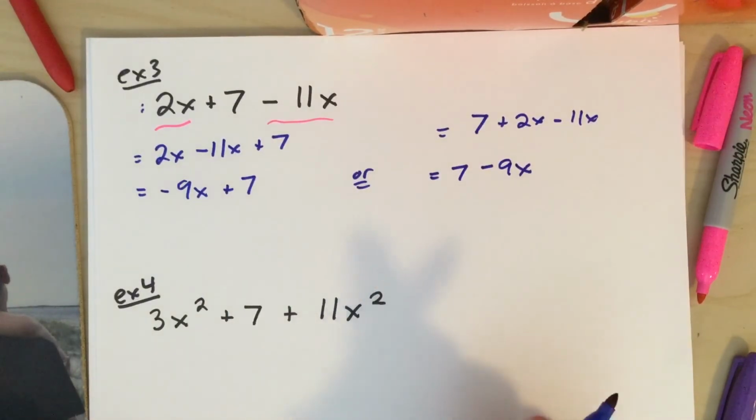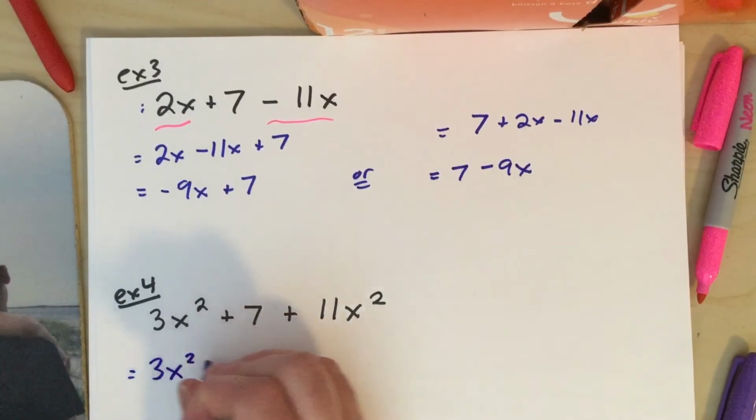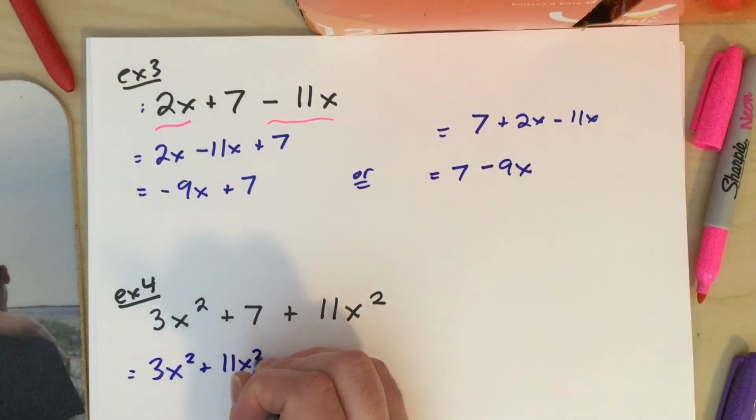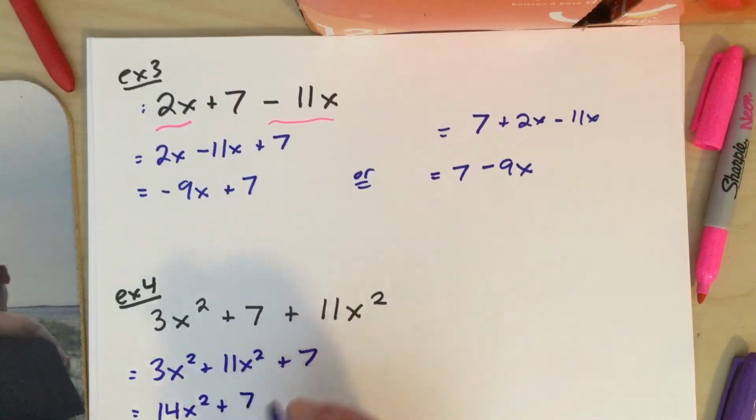This one over here. So it's going to be 3x squared plus 11x squared plus 7. These are like terms. And just 14x squared plus 7.